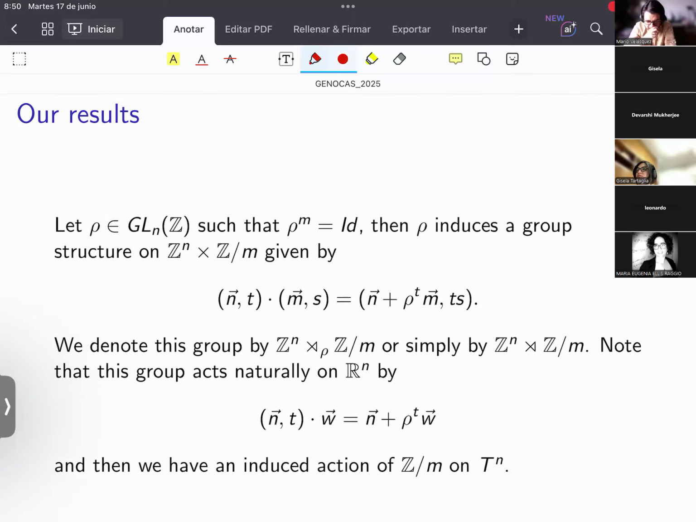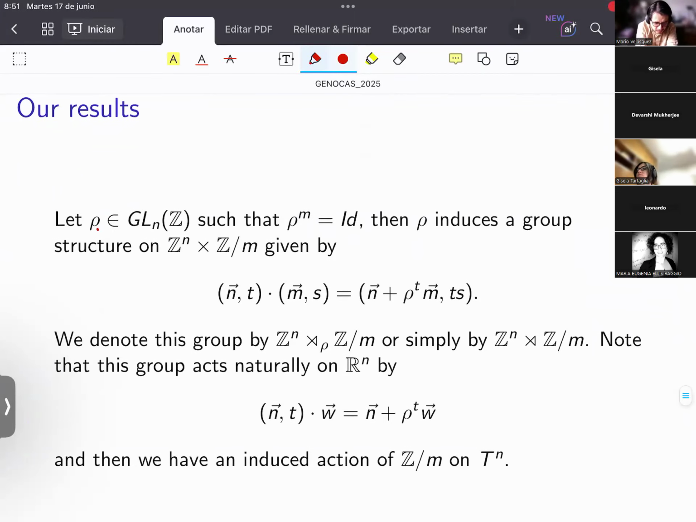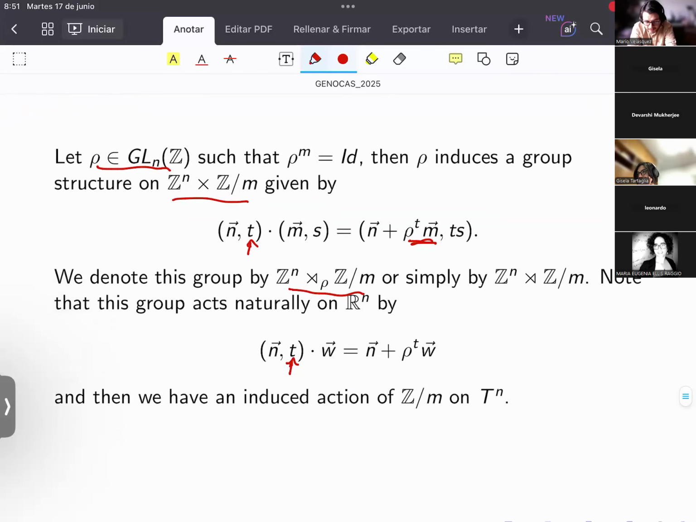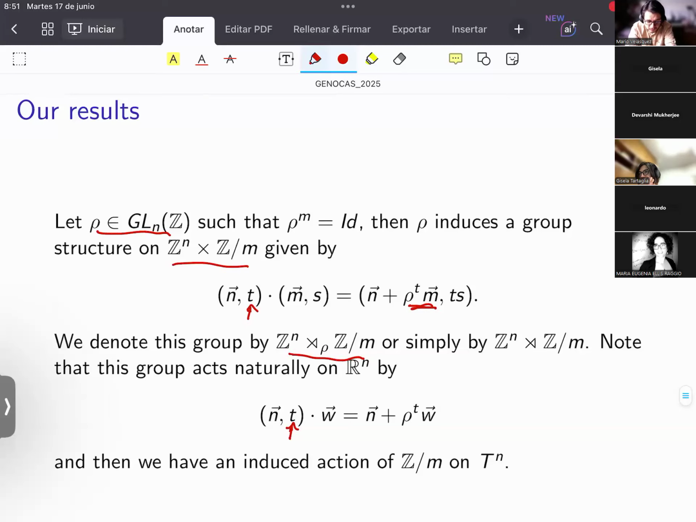Now, we consider an invertible integer matrix rho of order M. Then rho induces a group structure on this Cartesian product, saying that the variable t acts on Z^n via the matrix. This group is denoted by this semidirect product. This group has a natural action of R^n. And the question is whether those groups satisfy or not the Gromov-Lawson-Rosenberg conjecture.